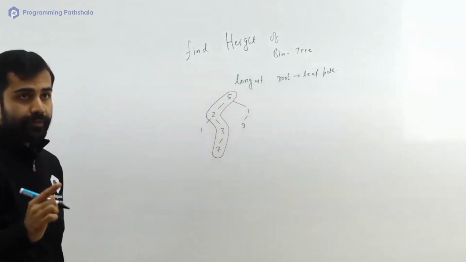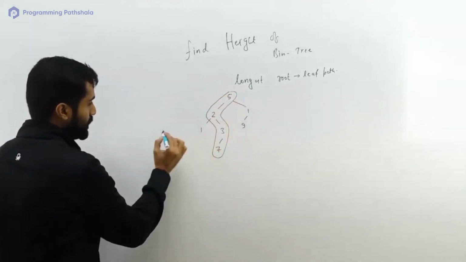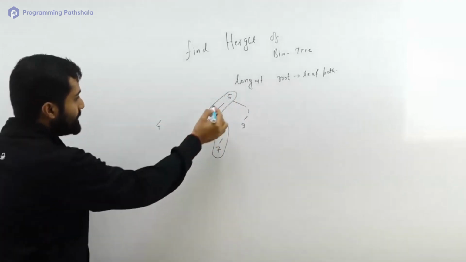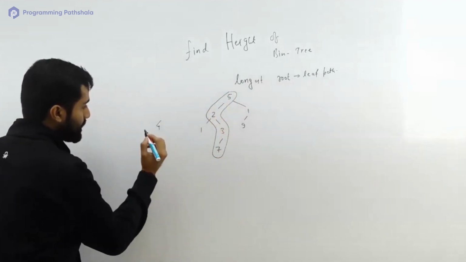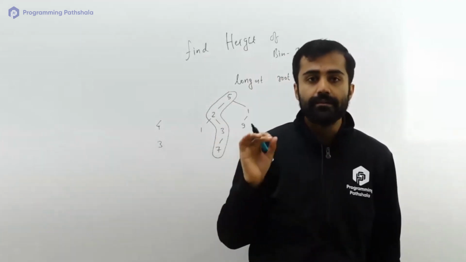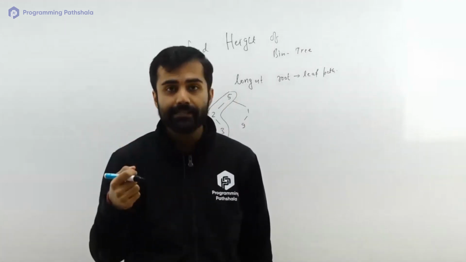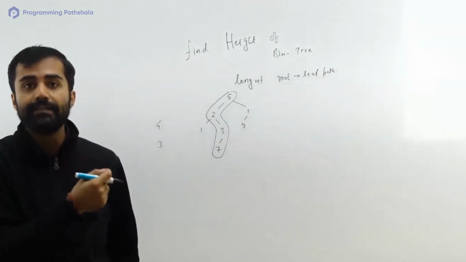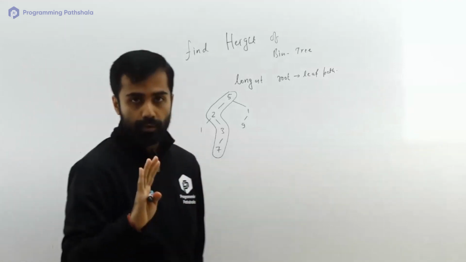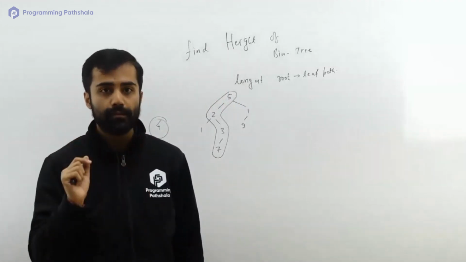Correct? Now, some of you are calculating the number of nodes along this path. So the number of nodes is 1, 2, 3, and 4. And some of you are calculating the number of edges along this path. So the number of edges is 1, 2, and 3. Of course, if the number of nodes is n along any path, the number of edges will be n minus 1. So there are different definitions of height. Some people say that height is equal to the number of edges, and some people say height is equal to the number of nodes along that path. So we will stick to nodes. For us, height is equal to the number of nodes along the longest root to leaf path.